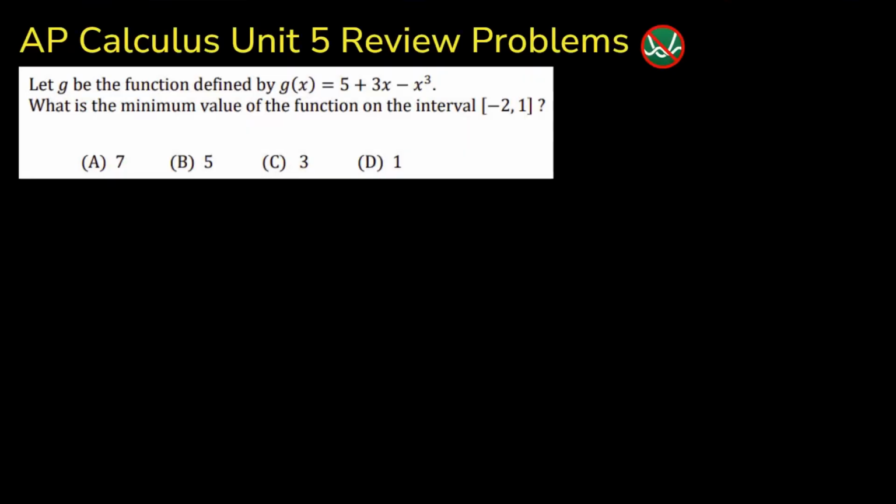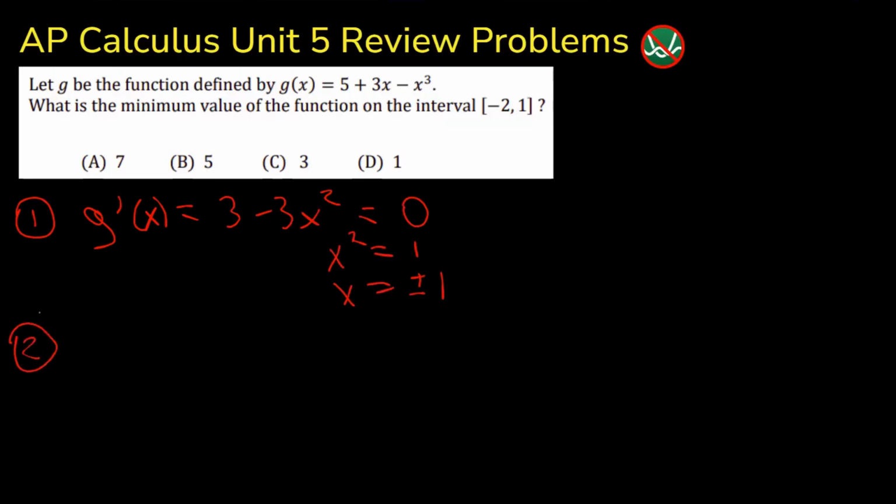So here we have a function g. We want to know what the minimum value of the function is on the closed interval -2 to 1. Again, another candidate's test question. So the first thing we want to do is find the critical numbers. That's when the derivative is 0 or undefined. So the first derivative, set that equal to 0. The second step, we want to evaluate the function at the endpoints and critical values that are on the interval.